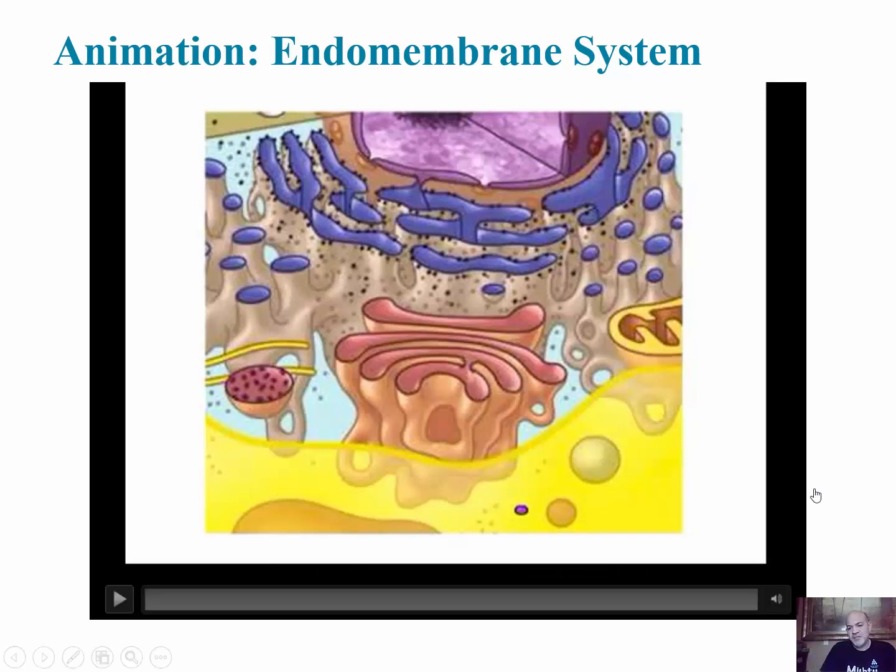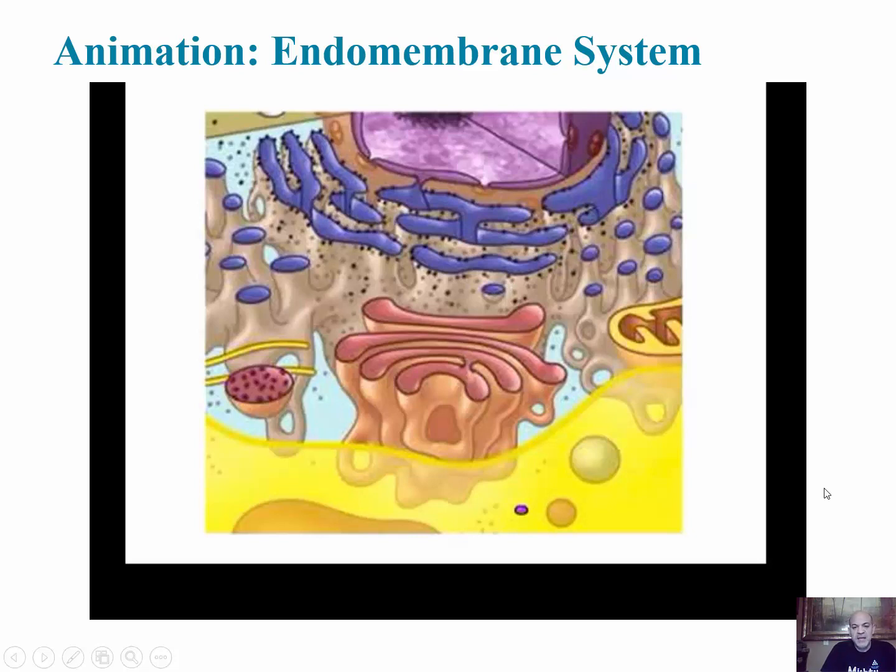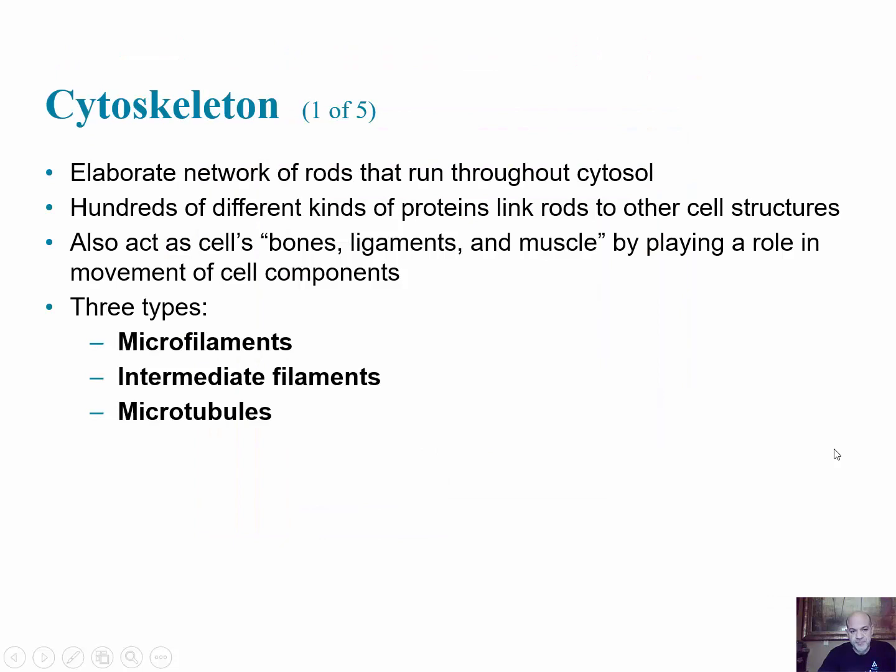So this animation here was consistent with pathway A, which was discussed earlier. Pathway A is where we produce a secretory vesicle for export by exocytosis out of the cell.